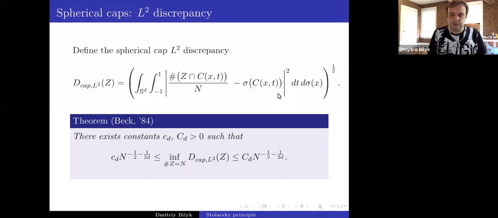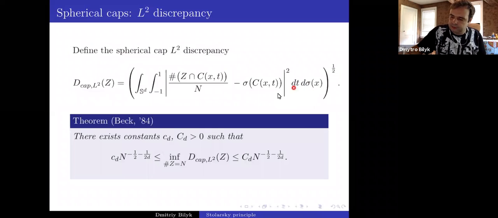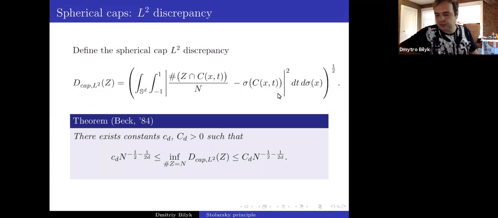So for example, you can take the L2 norm. Again, that's known as the L2 spherical cap discrepancy. So you're just integrating, averaging over all the caps, over all possible centers and all possible heights of caps. So all possible caps. So instead of taking the supremum, you take the L2 average.